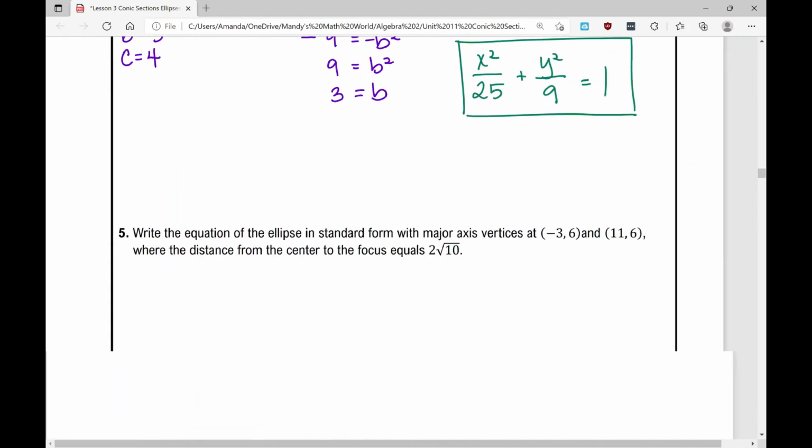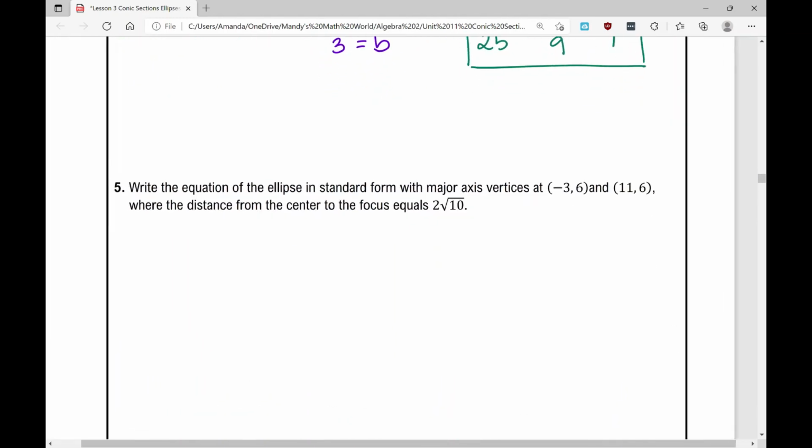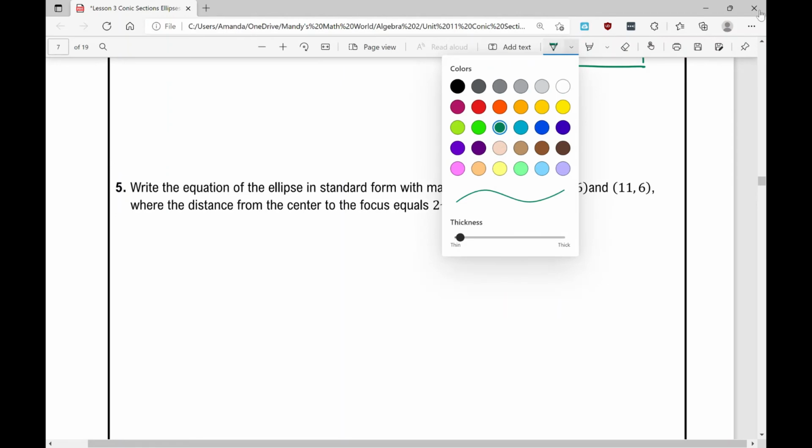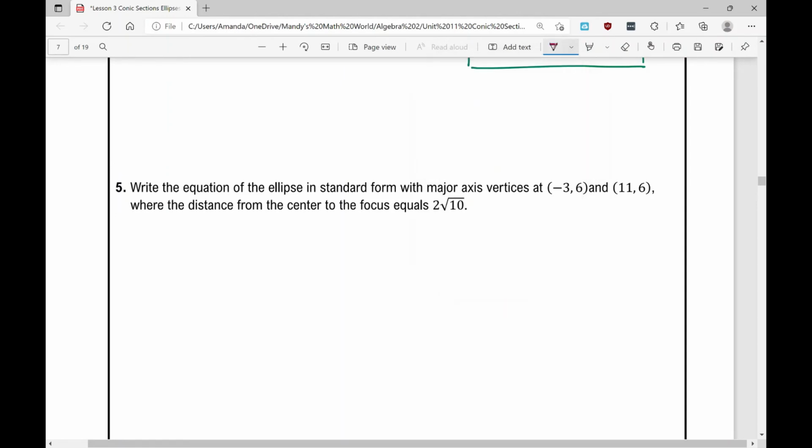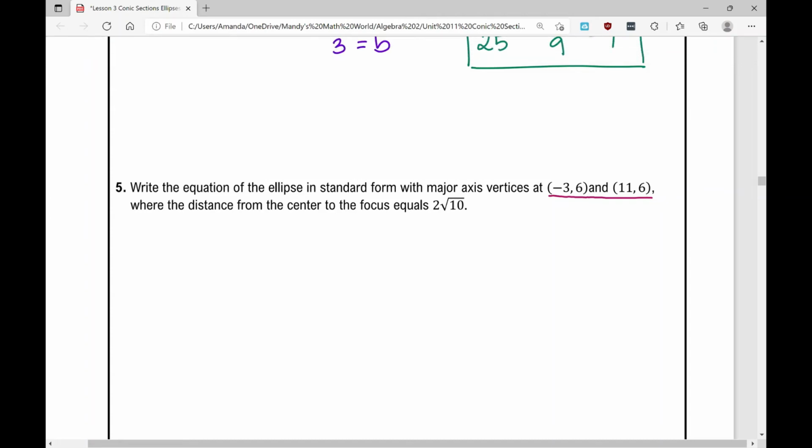In our next example, moving down, number 5, it says to write the equation of the ellipse in standard form with major axis vertices at -3, 6 and 11, 6, where the distance from the center to the focus equals 2 square roots of 10. Okay, what are we given here?